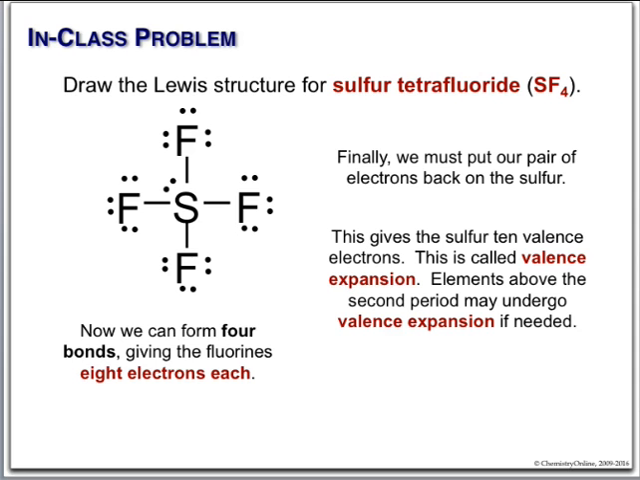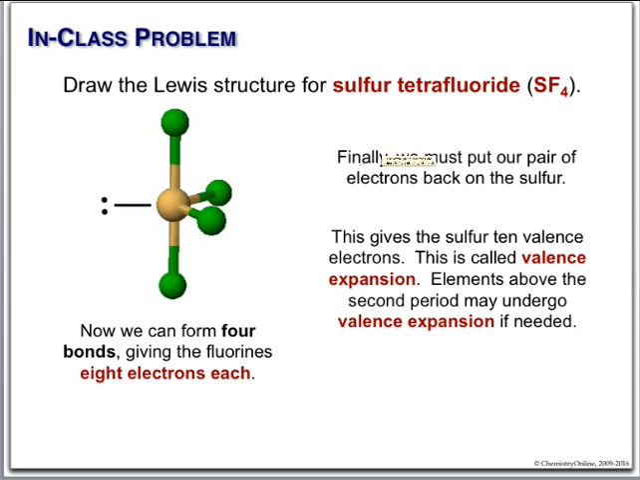If you have an element that's in the 3rd period or below, and sulfur's in the 3rd period or below, you can actually cram up to 14 electrons around it. That's called valence expansion. That's one reason that we're only dealing with the first 2 periods, because they're simple. But down here, you can put up to 14 electrons, not just 8.